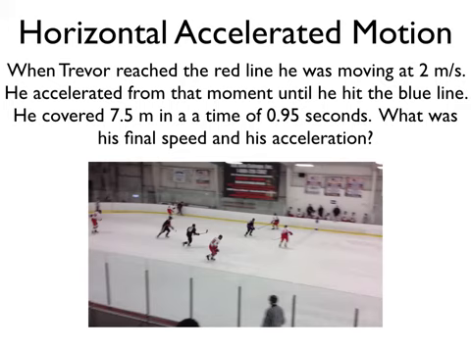Okay, the second problem also involves Trevor, but this time he's going to be accelerating. When he reaches the red line, he's moving at about 2 meters per second. He then needs to accelerate to catch the person from the Delco Phantoms. He covers the 7.5 meters from red line to blue line in a time of 0.95 seconds. Assuming his acceleration is constant, what is that acceleration and what will his final speed be?